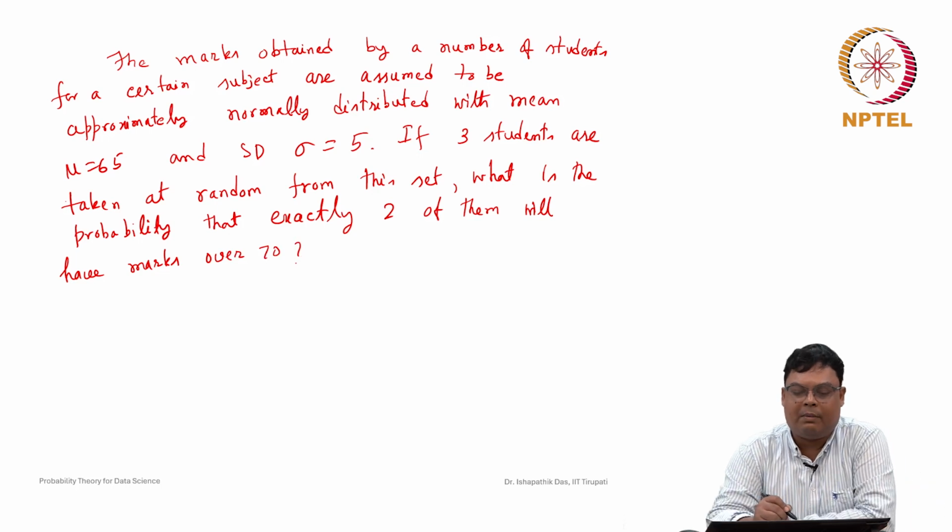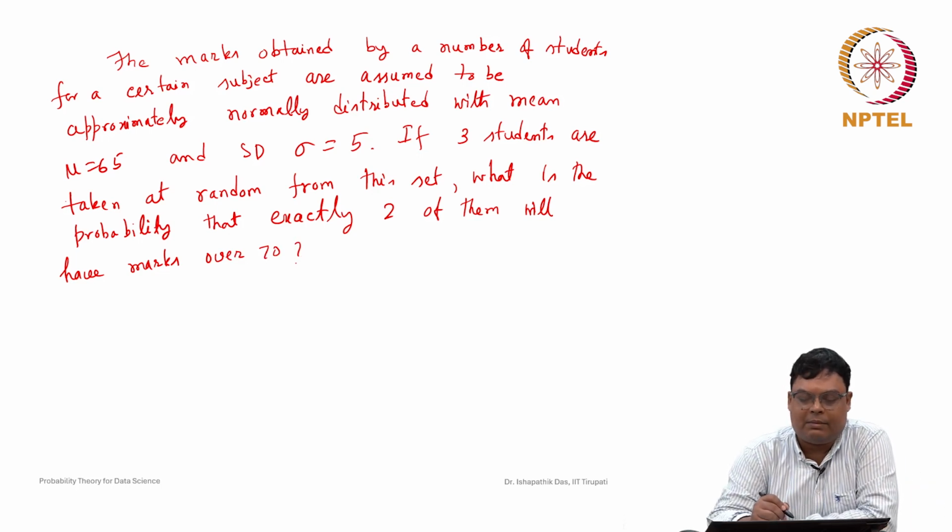The marks obtained by a number of students for a certain subject are assumed to be approximately normally distributed with mean mu equal to 65 and standard deviation sigma equal to 5. If 3 students are taken at random from this set, what is the probability that exactly 2 of them will have marks over 70?